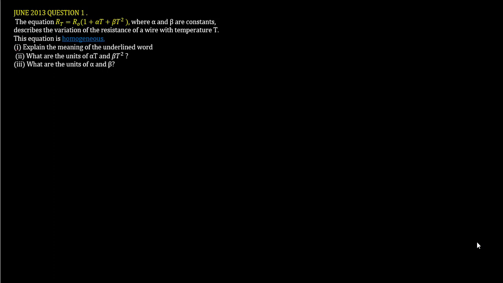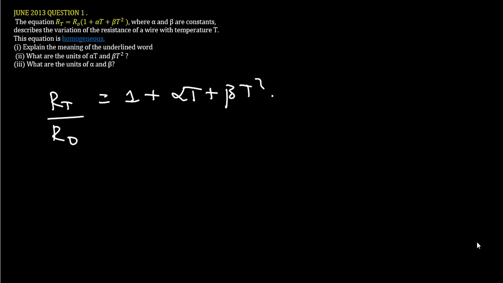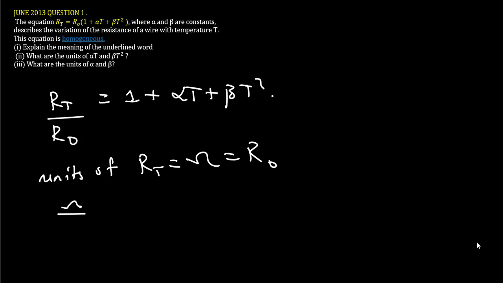And so since the equation is homogeneous, dividing also by R naught, we have a ratio of resistances R_T over R naught equal to 1 plus alpha T plus beta T squared. And so what we observe is the unit of the resistance is in ohm. So the unit of R_T is in ohms, which is the same as the unit of R naught. And so we get the ohm divided by the ohm, which actually gives us 1. So it means the right hand side or the left hand side is unitless.